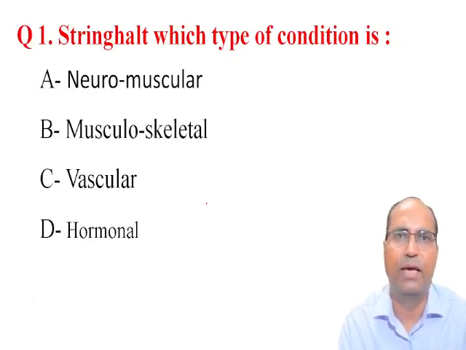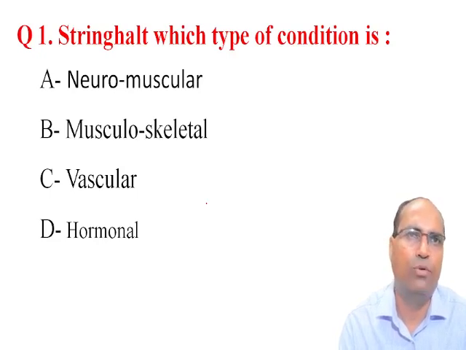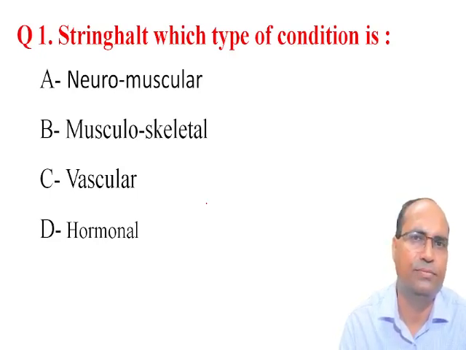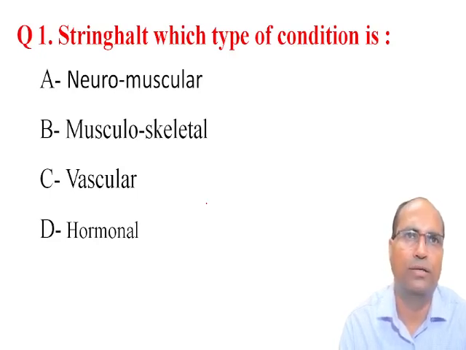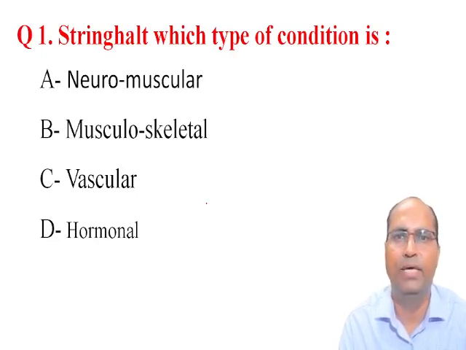Stringhalt is which type of condition? Option A, neuromuscular. Option B, musculoskeletal. Option C, vascular. Option D, hormonal.